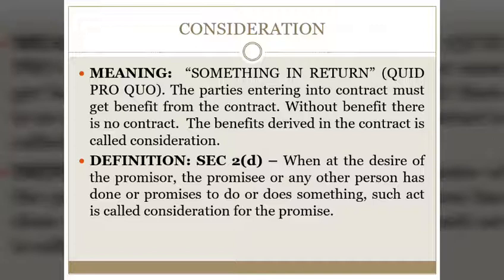Definition: when at the desire of the promiser, the promisee or any other person has done or promises to do or does something, such act is called consideration for the promise. You see the definition: when at the desire of the promiser. Promiser is nothing but the offerer. When the promiser has desired something and the promisee or any other person has done that or promises to do or does something, that something is called consideration for the promise.